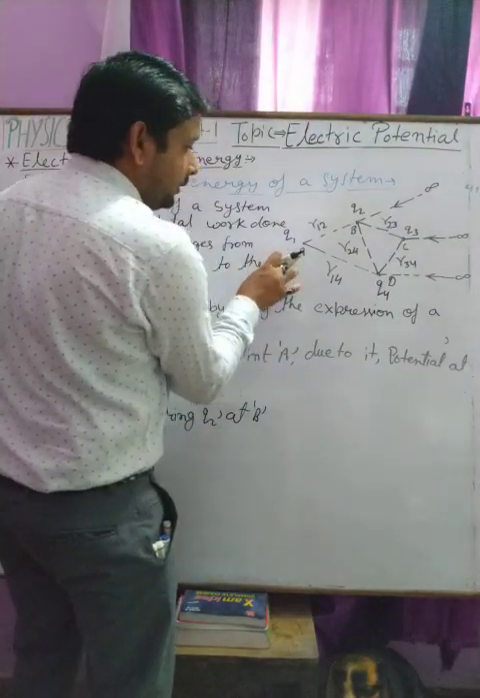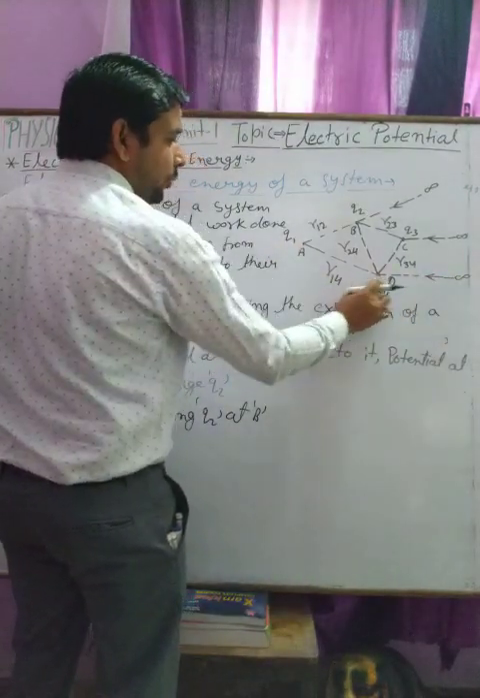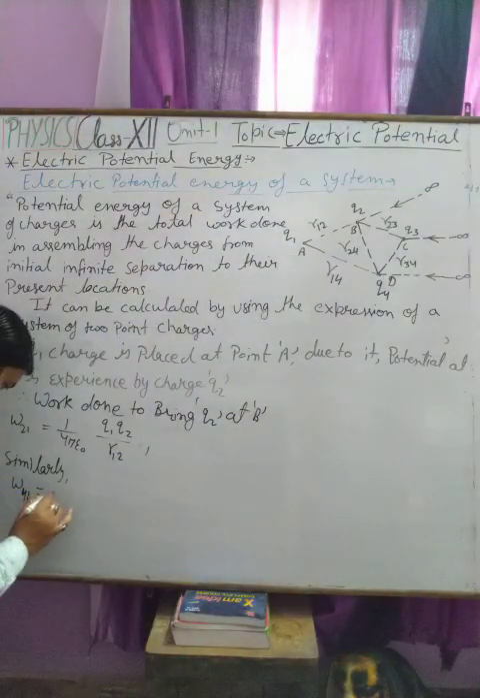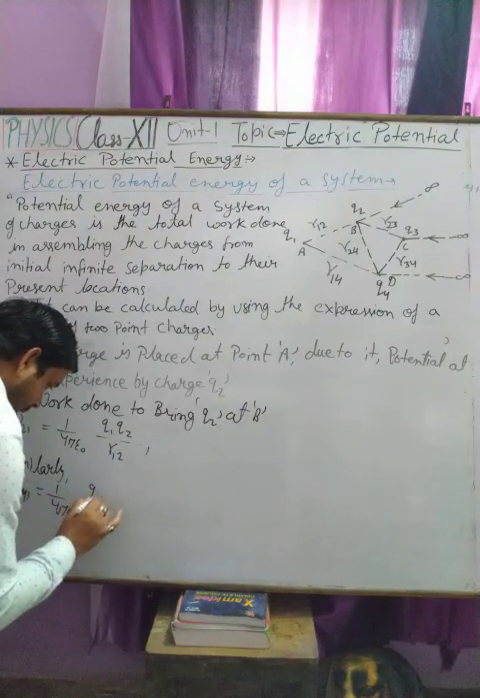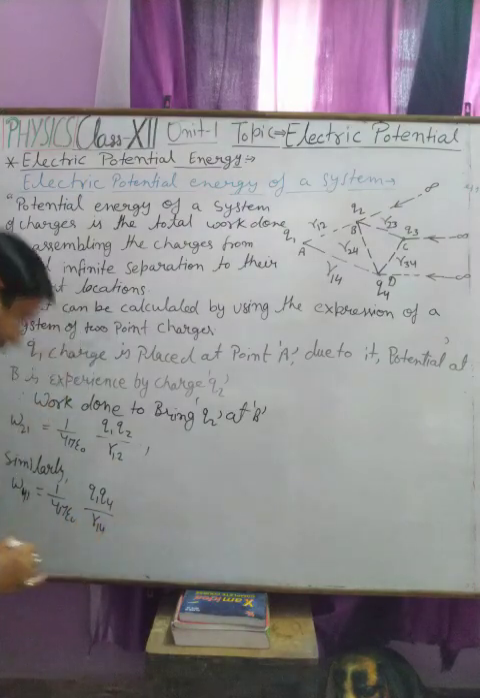work done on charge q4 to bring from infinity to point D against q1 is W41, which is 1 upon 4 pi epsilon naught q1 q4 upon r14.